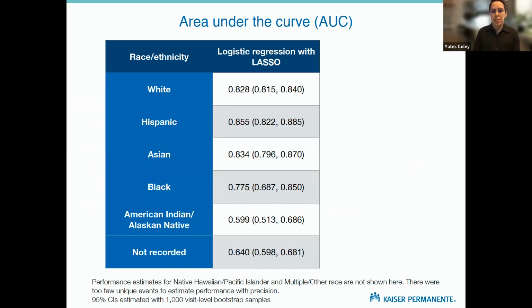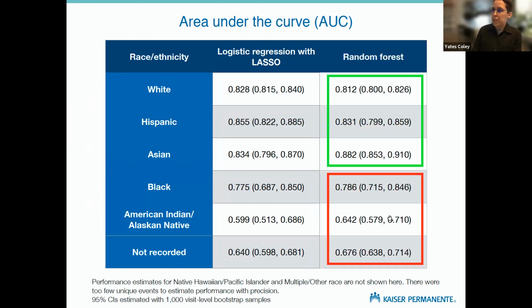So when we looked at the area under the curve across racial and ethnic groups for the logistic regression model, here is what we found. The AUC was really high among white, Hispanic, and Asian visits. The AUC was poor for visits from Black and American Indian Alaska Native patients and patients without race and ethnicity recorded. When we look at the AUC for the random forest prediction model, there's some movement in the estimates, but the overall story is the same. The model has high discrimination for white, Hispanic, and Asian patients, and low discrimination for Black and American Indian and Alaska Native patients and patients without race and ethnicity recorded.